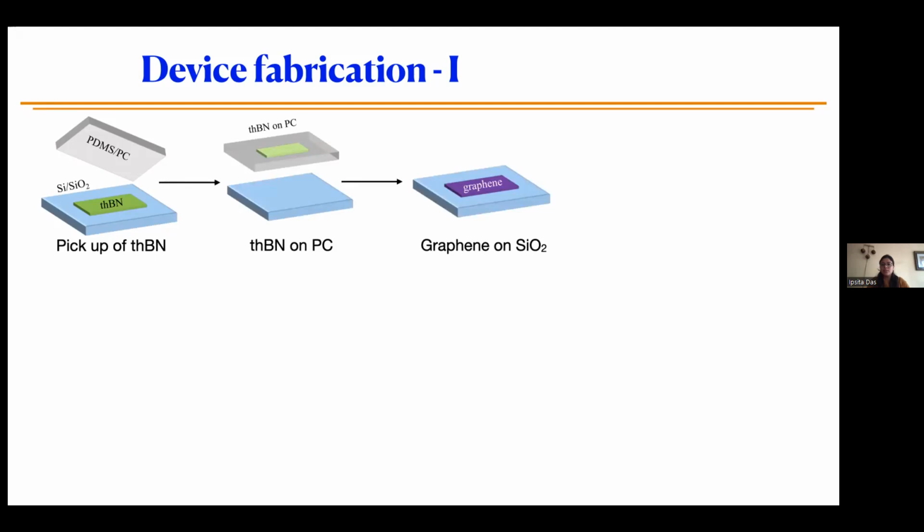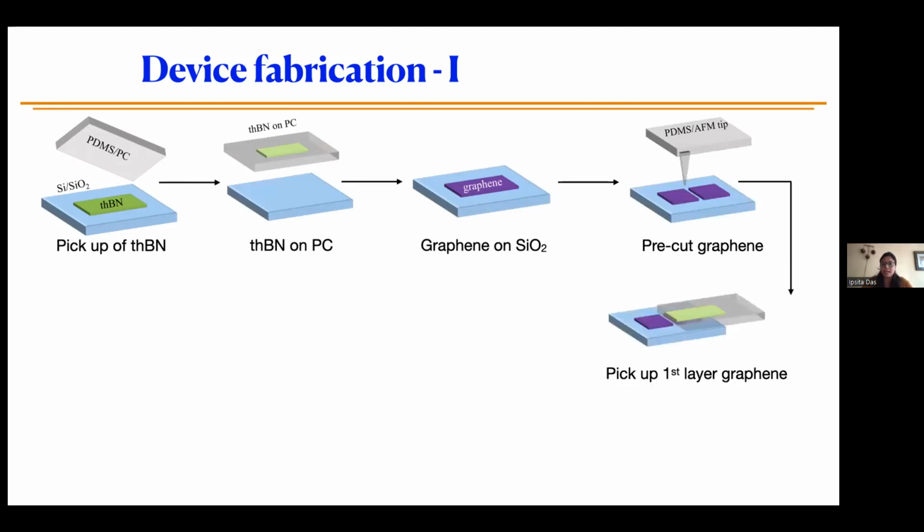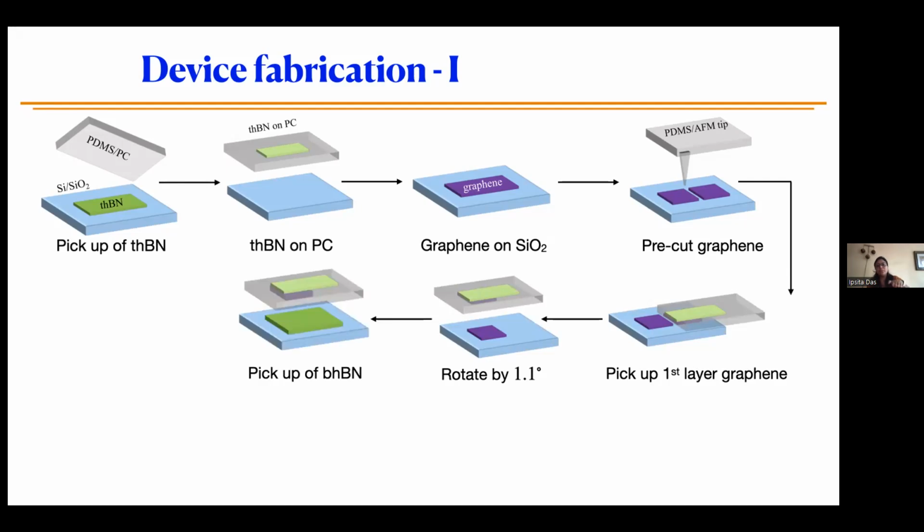Then on another substrate, we prepare a single layer of graphene, and we cut that graphene in two pieces by using an AFM tip. And then we come again with that top HBN and pick up the first layer of graphene, and then rotate the other layer of graphene, which is sitting on my substrate now, by exactly 1.1 degree. And then finally pick up the second layer of graphene.